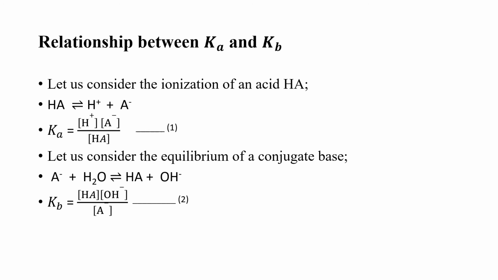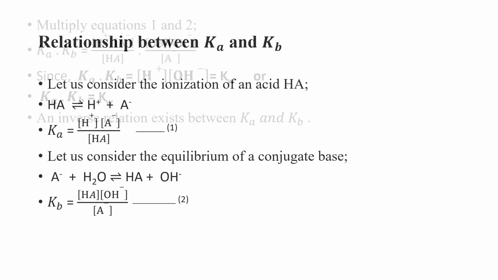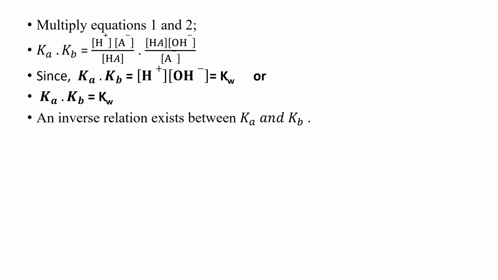So we can multiply equation number 1 and 2. The right hand side is multiplied with the right hand side, and the left hand side with the left hand side. Out of this, we can cancel out the components that are similar in the numerator and denominator. After that, we get the expression Ka times Kb equals the product of the hydrogen and hydroxide ion concentrations. That is ultimately going to be equal to Kw.